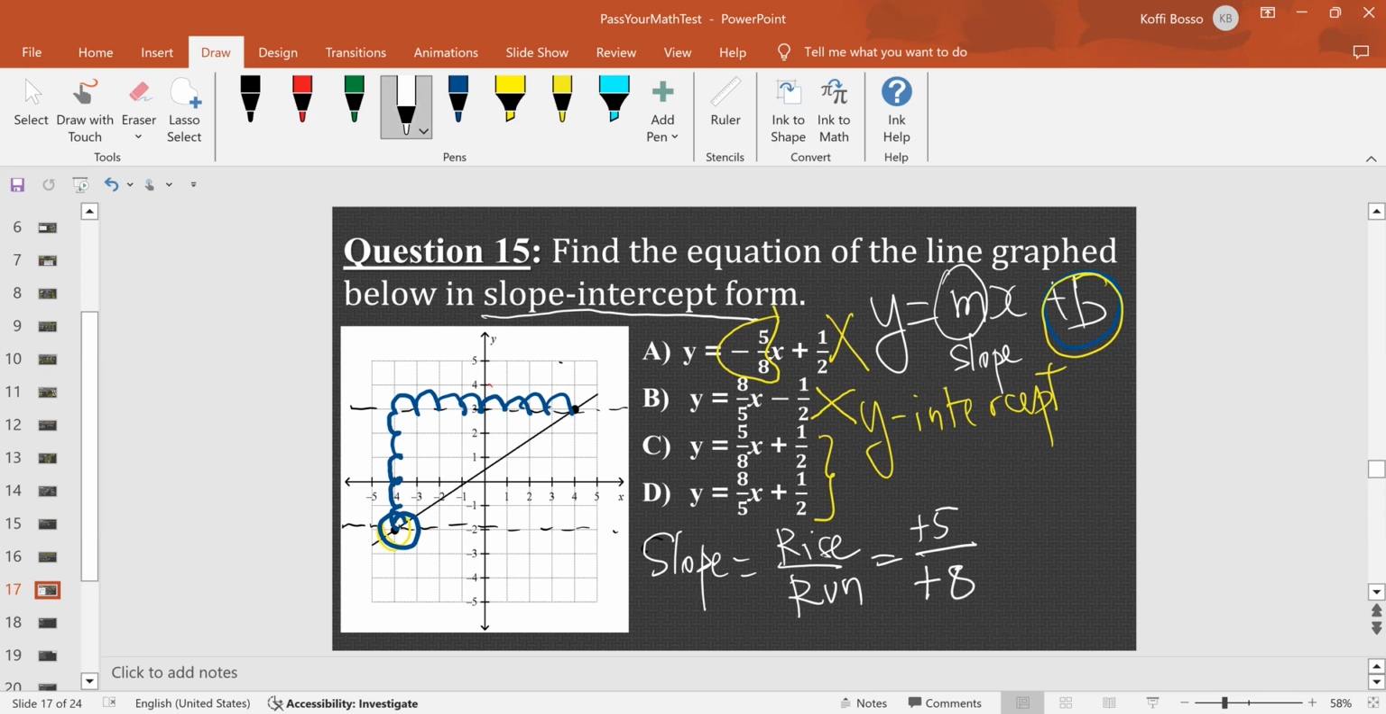So the slope is 5 over 8. And from C and D, only C has a slope 5 over 8 and the B 1 over 2. Therefore, the correct choice is C for question 15.